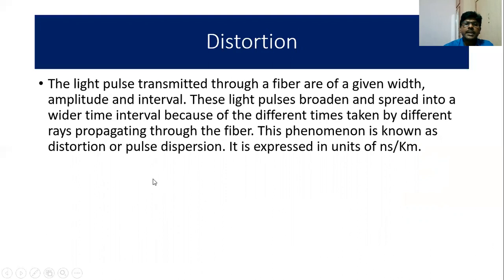We next see what is distortion. The light pulse transmitted through a fiber has a given width, amplitude and interval. These light pulses broaden and spread into a wider time interval because of the different times taken by different rays propagating through the fiber. This phenomenon is known as distortion or pulse dispersion. It is expressed in units of nanoseconds per kilometer. So we have seen the different types of losses in optical fibers.